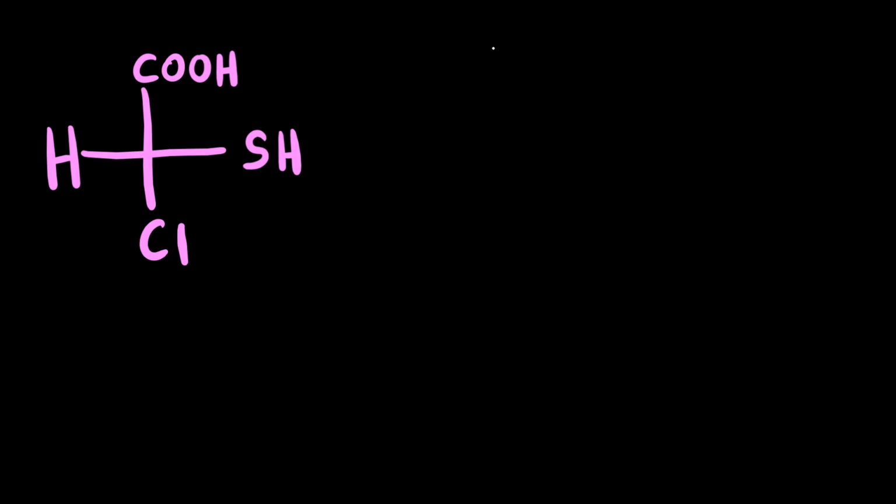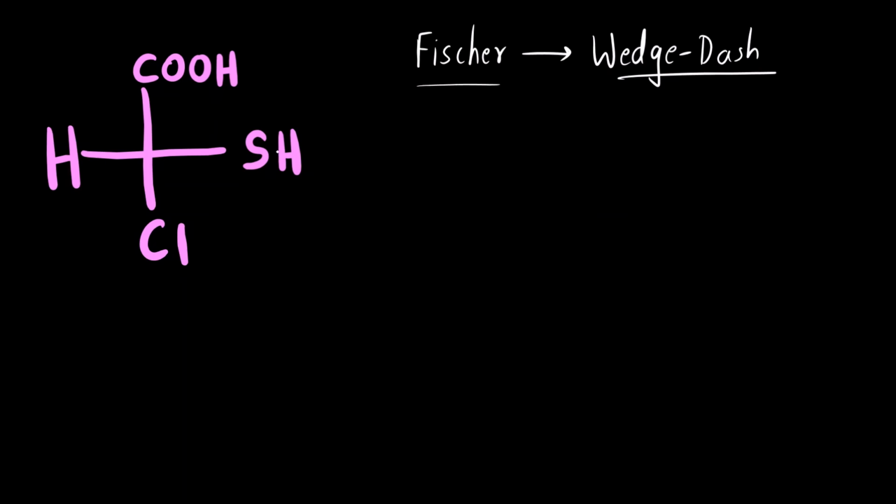Now this is the last one. This is also very important. This also we had seen in the Fischer projection formula. First we have to convert it into wedge-dash. The rules are exactly the same. You have to remember the horizontal bonds, these two horizontal bonds, they are pointing towards us, away from the plane of the paper. And the vertical bonds are away from us, like this, at the dash bond.